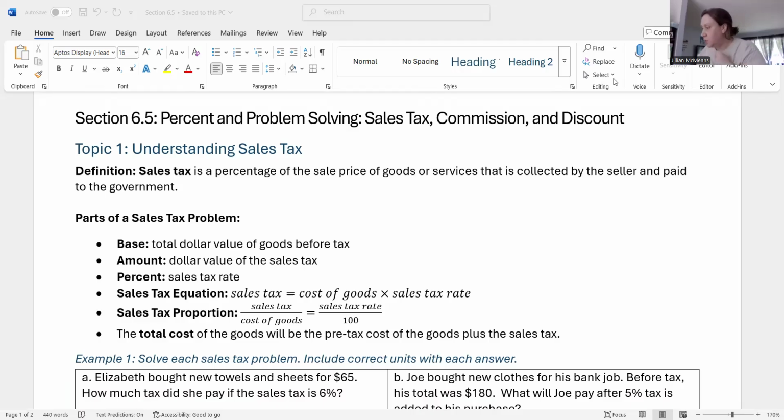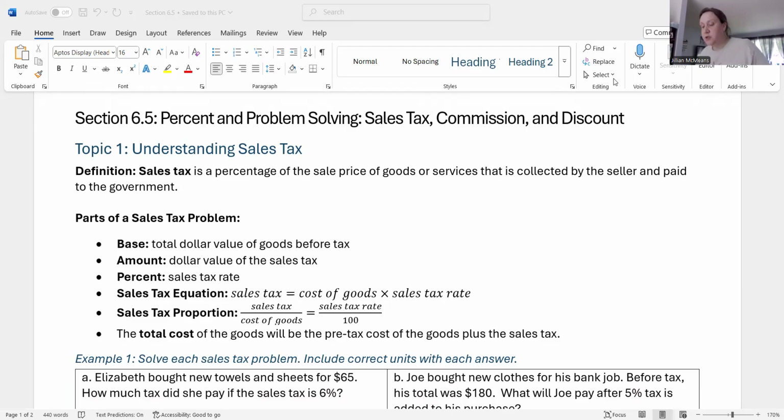In our next section, we're going to continue our talk about problem solving with percents, but this time we're going to talk about three very specific types of problems that we can come across. So we're going to talk about sales tax, which is nice because we've all experienced sales tax, commission, which might be a little bit new for us, and then discounts, which again, we already understand. So the only really new thing here is potentially commission.